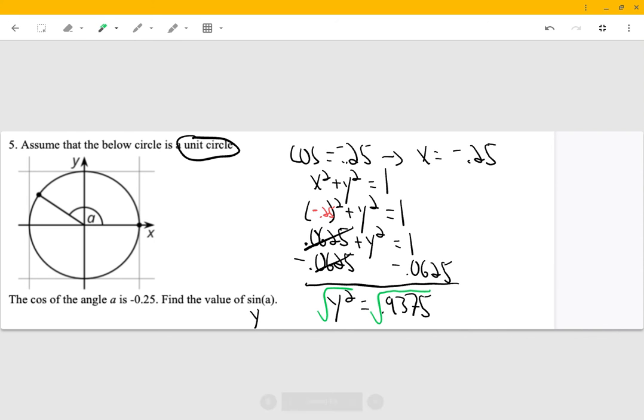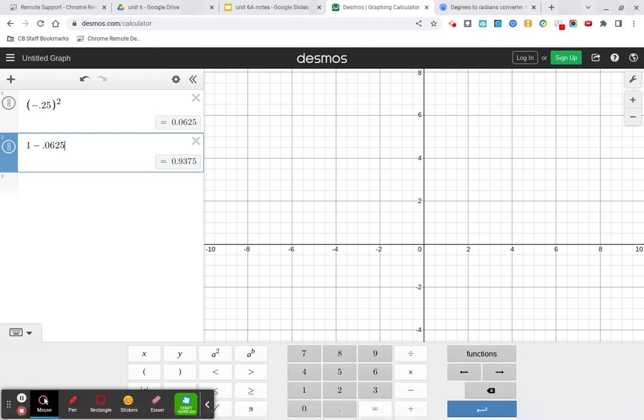The only question in this case is, are we going to take the positive answer or the negative answer? Well, the key is that the angle is right here. This is quadrant 2. So are y values in this area of the circle positive or negative? Well, y values in this area of the circle are above the origin. So y values are going to be positive, which means our answer has to be positive. We're going to take the positive answer.